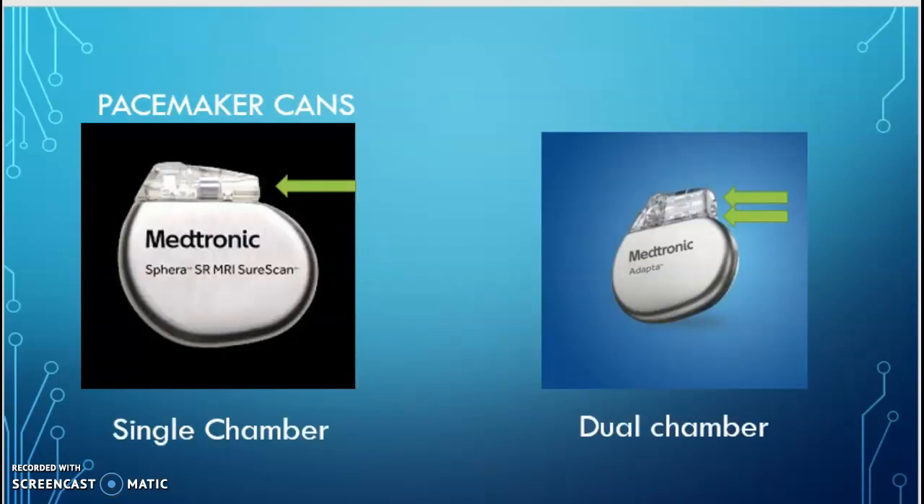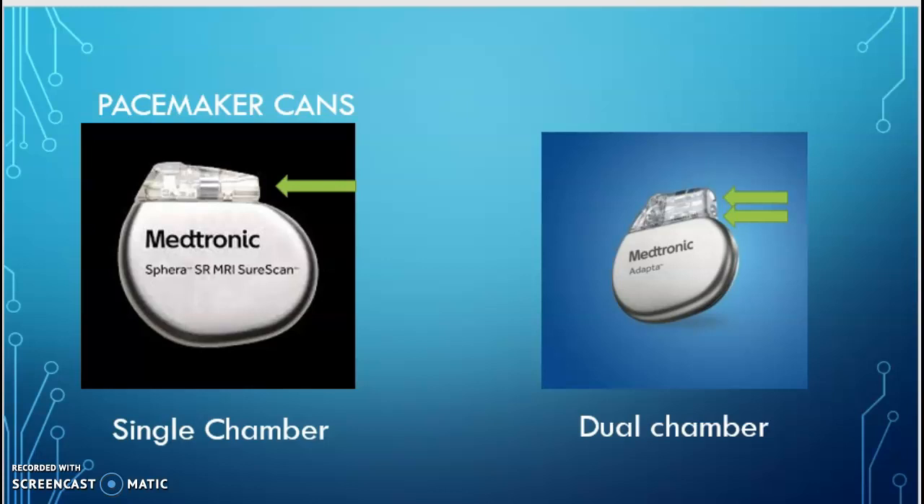Pacemaker cans. There are both single-chamber and dual-chamber pacemaker cans. A single-chamber pacemaker has only one lead and will only sense and pace the bottom chamber of the heart. A dual-chamber device has 2 leads and will sense and pace both bottom and top chambers of the heart. Both dual and single chamber devices are beneficial and implanted every day across the world.